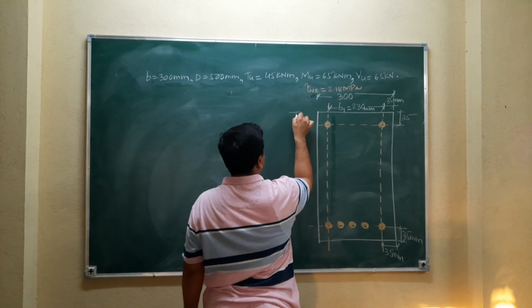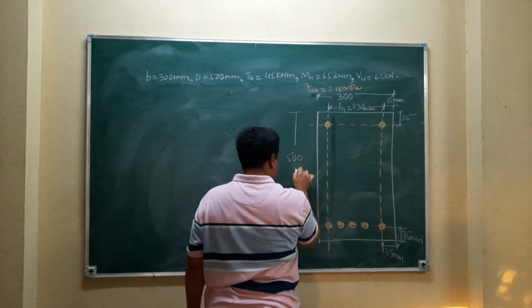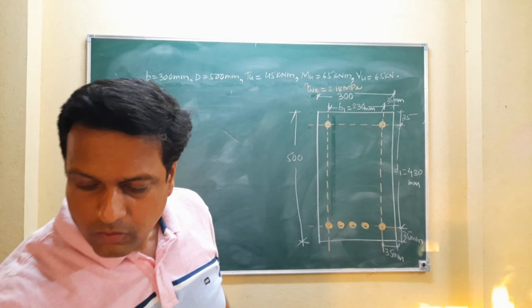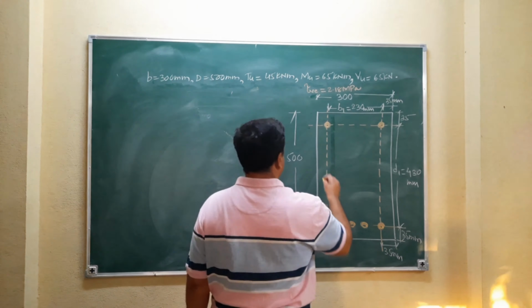Similarly, the overall depth of the beam is 500 mm. Deduct 35 on both sides, so the value of d1 is 500 minus 70, which is 430. So this is b1 and d1.